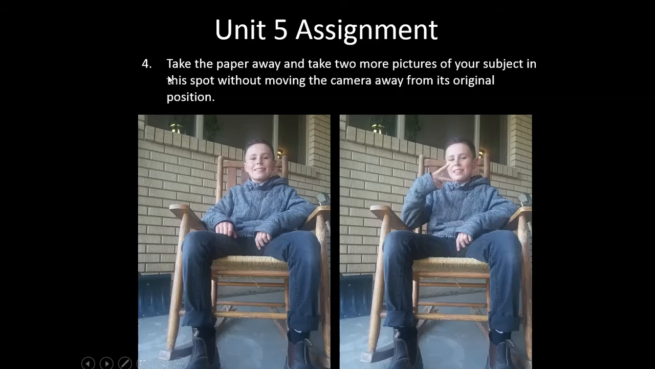Next, you'll take the paper away and take 2 more pictures of your subject in this spot without moving the camera away from its original position. All right. So not too difficult. You can take more than 2 if you want to have more to choose from. But eventually you're just going to submit the 3 photos, 1 with the paper and 2 without the paper.